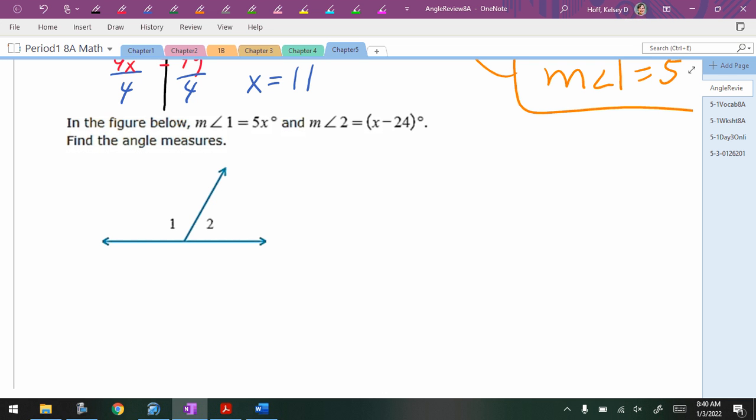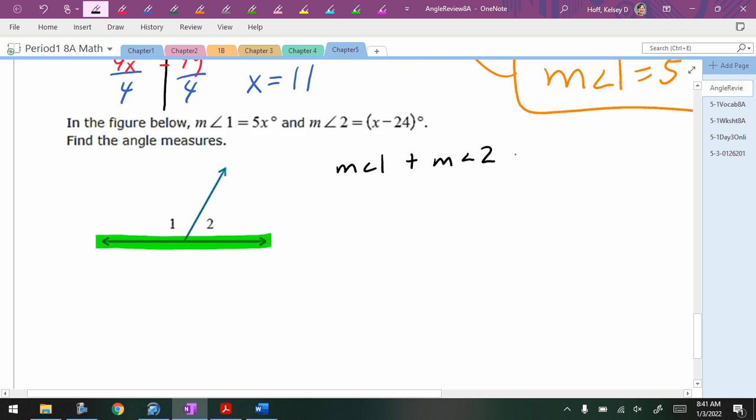How do you know it's 180? You're just thinking that we haven't used 180, right? 180 is a line. Do you see how angle 1 and 2 together create this line right here? You're absolutely correct that they equal 180. So we're going to set this up the same way. The measure of angle 1 plus the measure of angle 2 equals 180 degrees.